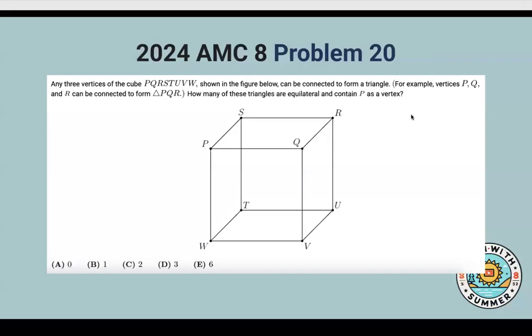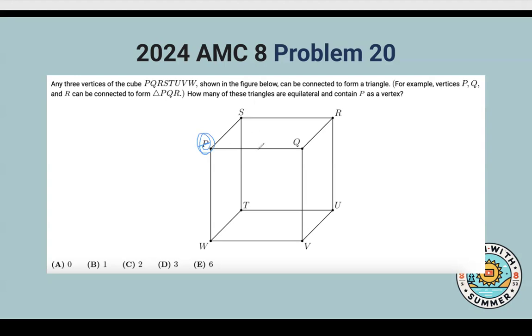Hi guys, this is 2024 AMC 8 problem 20, and we're looking at this geometry problem here. It says that any three vertices of the cube P, Q, R, S, T, U, V, W, shown in the figure below, can be connected to form a triangle. How many of these triangles are equilateral and contain P as a vertex? So we're wanting to find equilateral triangles that contain this vertex as one of its vertices.